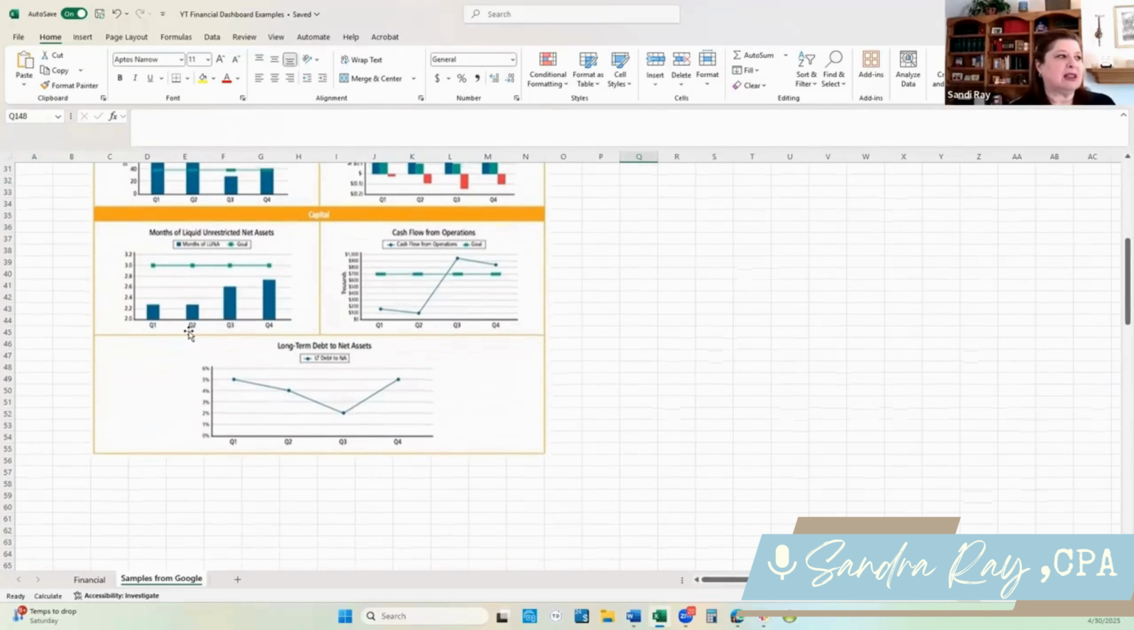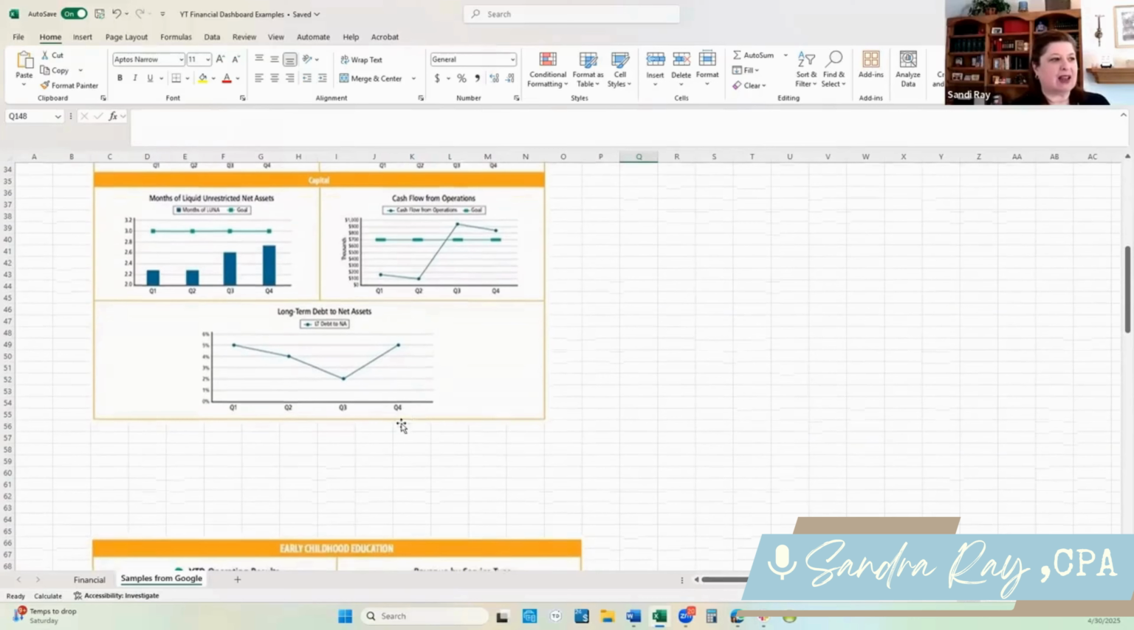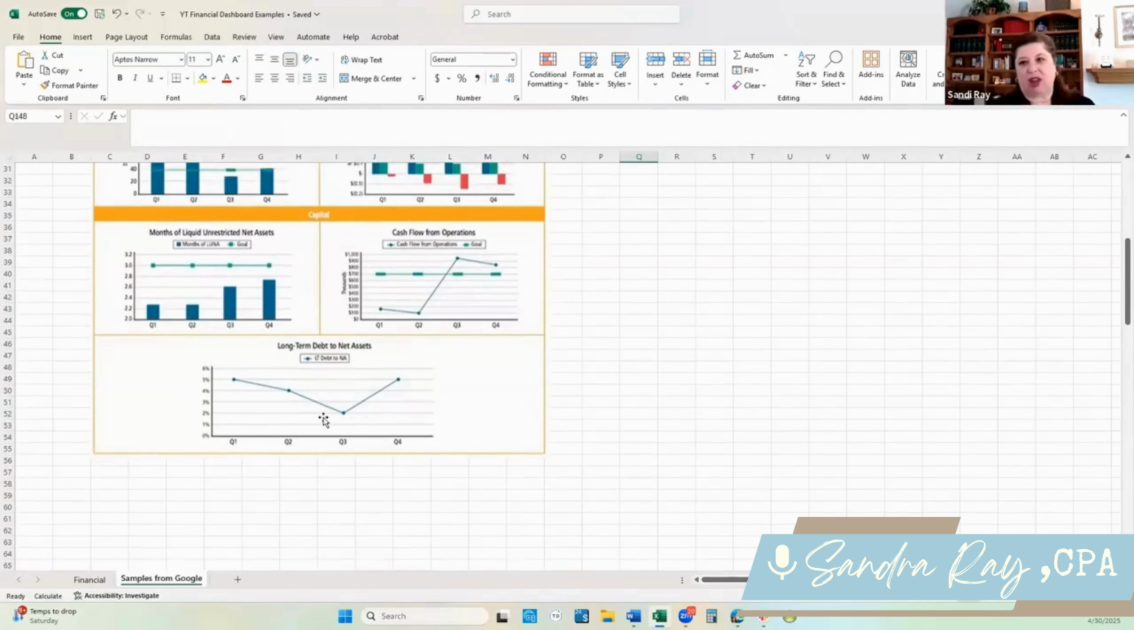They're also tracking things like months of liquid unrestricted net assets, looking at what is their goal, which is this line up here, versus the number of months in the quarter where they had liquid unrestricted net assets. Cash flow from operations, again, this is the goal. This is reality, helping us plan. Long-term debt to net assets. What is going on with our long-term debt? How much do we have? That kind of thing. And in different quarters. So it looks like they paid off their debt and then they went ahead and got some more.